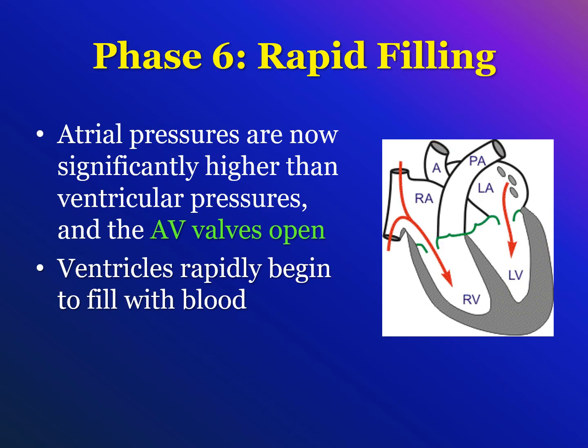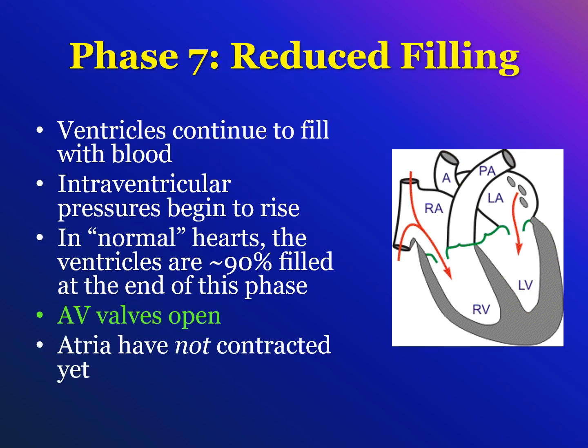And then phase 6, now the atria that have been filling, because those AV valves were initially closed, are going to force the AV valves open, and the ventricles start to fill rapidly with that 80% or so of blood that's just passively going in from the atria. And then phase 7, we've come full circle. The ventricles continue to fill with blood. Intraventricular pressures begin to rise. In normal hearts, so to speak, healthy patients, the ventricles are about 90% filled at this phase. The AV valves open. The atria are getting ready to contract again and start another cycle.